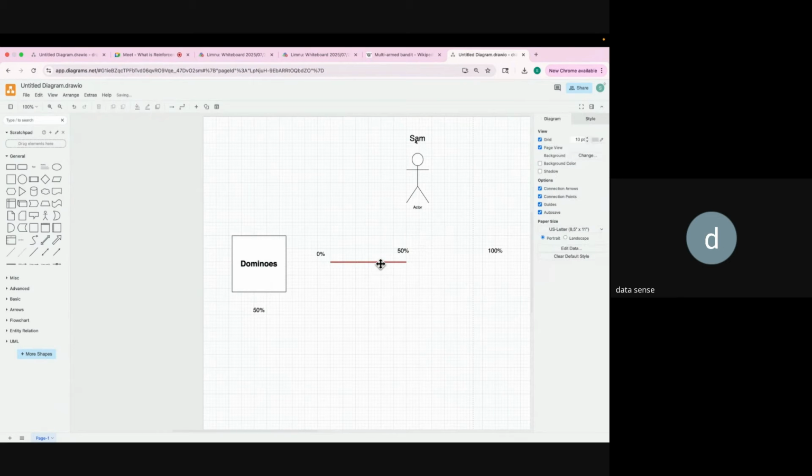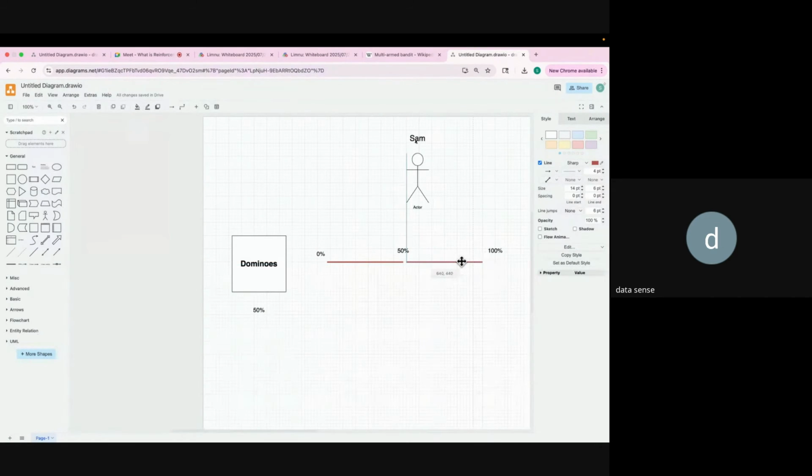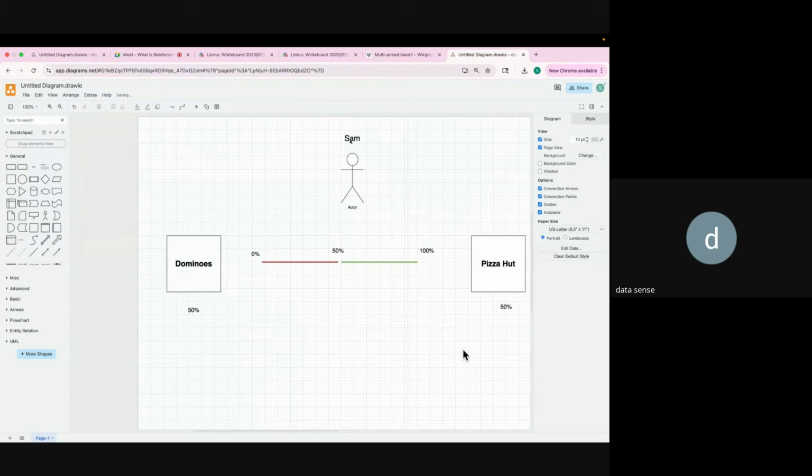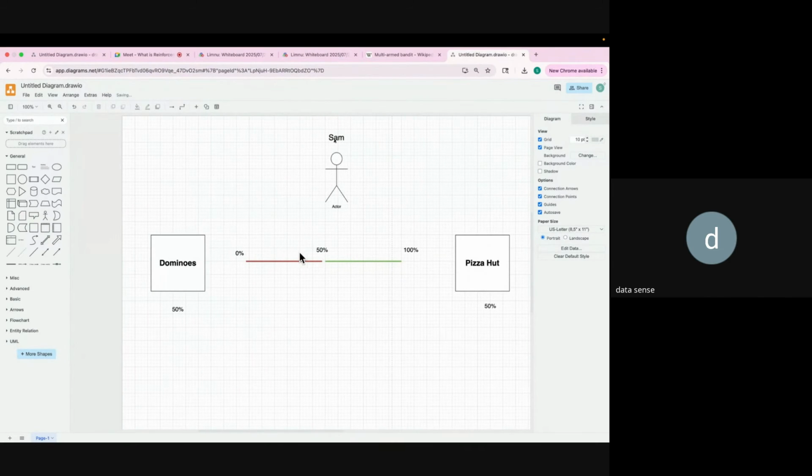Okay, so let's say this line represents 0 to 50%, which is Domino's, and then I have this other 50% for Pizza Hut. Let's change the color to probably green here. So let's say this is a distribution where 0 to 50% is here and 50% here. So equal probability of both the things.